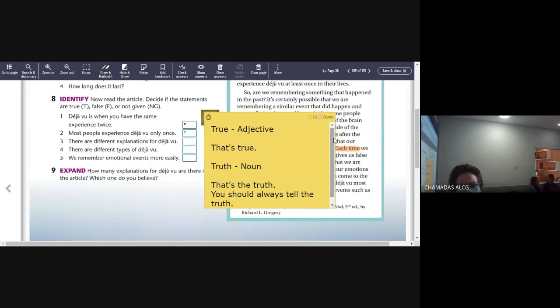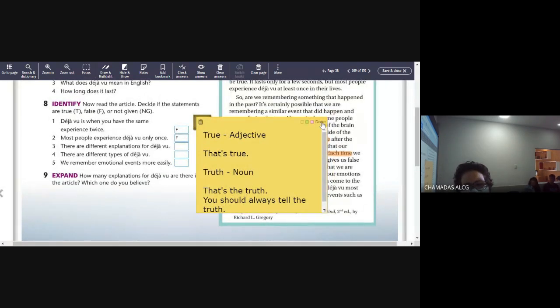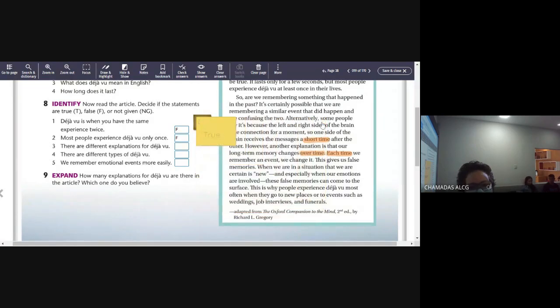So here we are using the adjective true, the adjective false, and here not given according to the text. Okay? All right. So back to the question here. They say most people experience déjà vu only once. That's false. It happens more often than that. It happens many times, right?